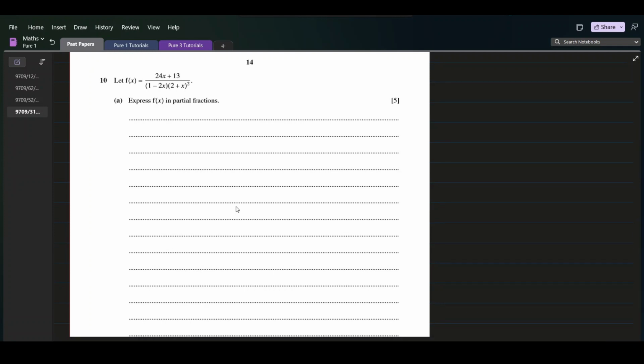Number 10, let f of x equal 24x plus 13 over 1 minus 2x times 2 plus x squared. Part A, express f of x in partial fractions. Okay, so that's 24x plus 13 all over 1 minus 2x, 2 plus x squared. So we've got a linear factor, so that's a over 1 minus 2x. Then we have a repeated factor, so that will be b over 2 plus x squared plus c over 2 plus x.